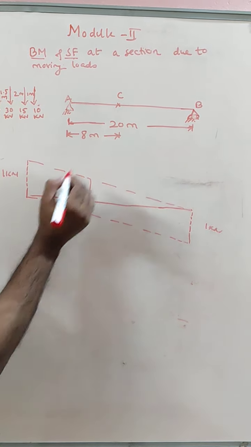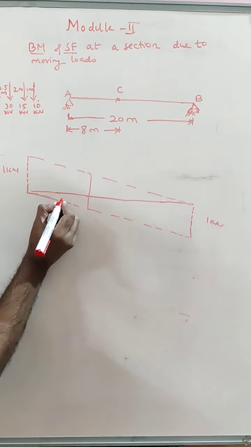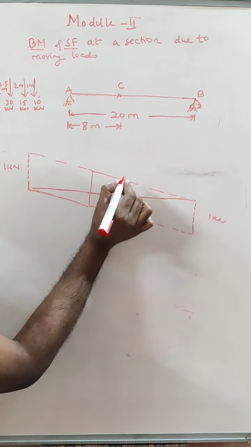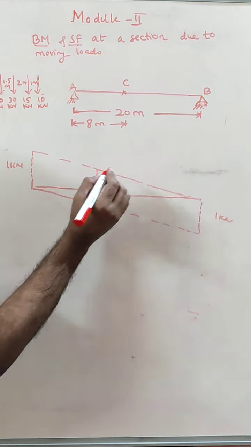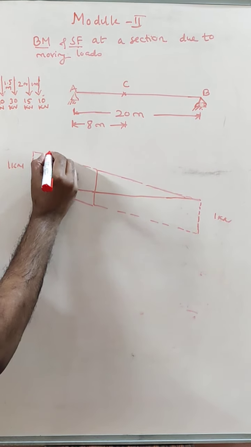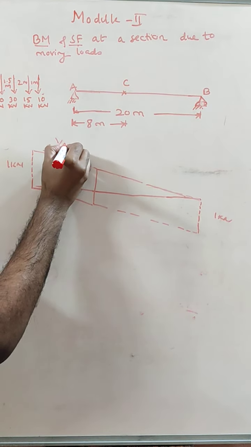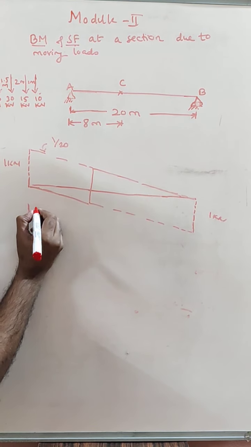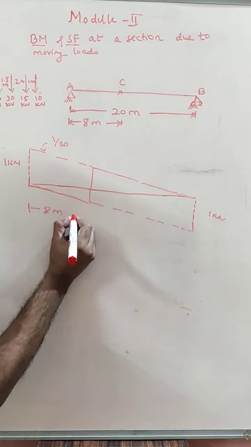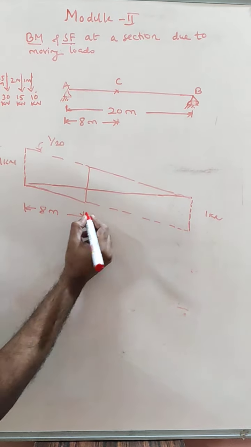So cut here where 8 meter is there. Darken the lower line here. Darken the upper line. Already you know. So this is the influence line diagram for shear force at C. This is 1/20 slope. And this ordinate, how much is it? 8 meters. This is 12 meters.